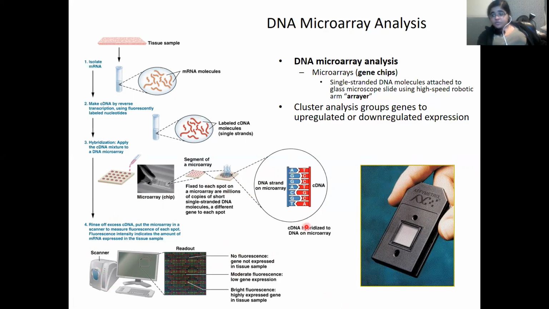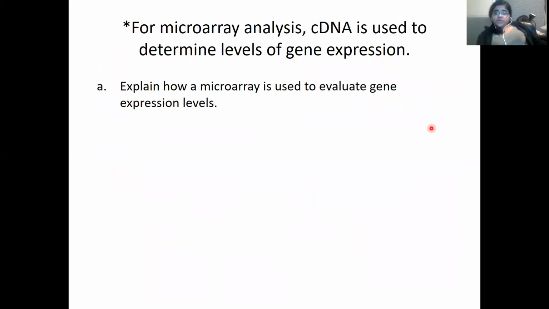gene expression levels. And this is typically used by cluster analysis to group genes. So these little dots over here are called clusters, and it shows where gene expression is upregulated or downregulated. So for microarray analysis, cDNA, complementary DNA, is used to determine levels of gene expression.